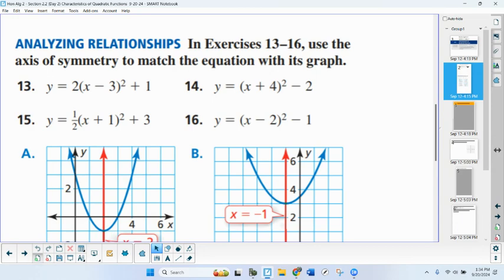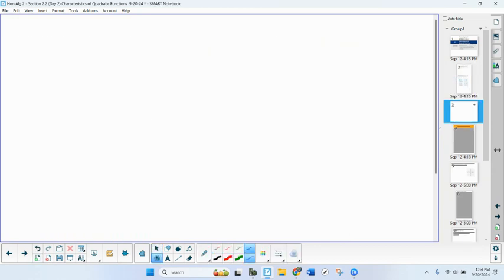Today, we're going to talk a lot more about a form called standard form. Standard form is ax squared plus bx plus c. And that's what we're going to talk about right now.